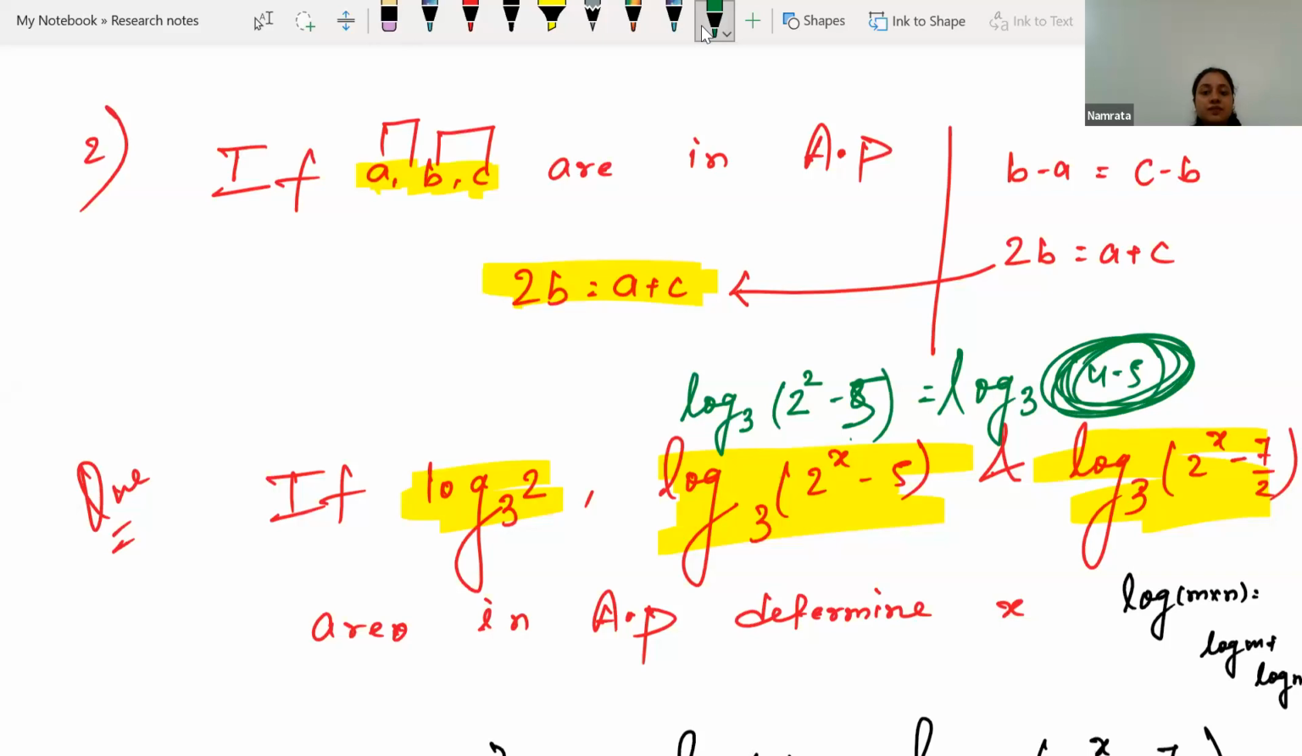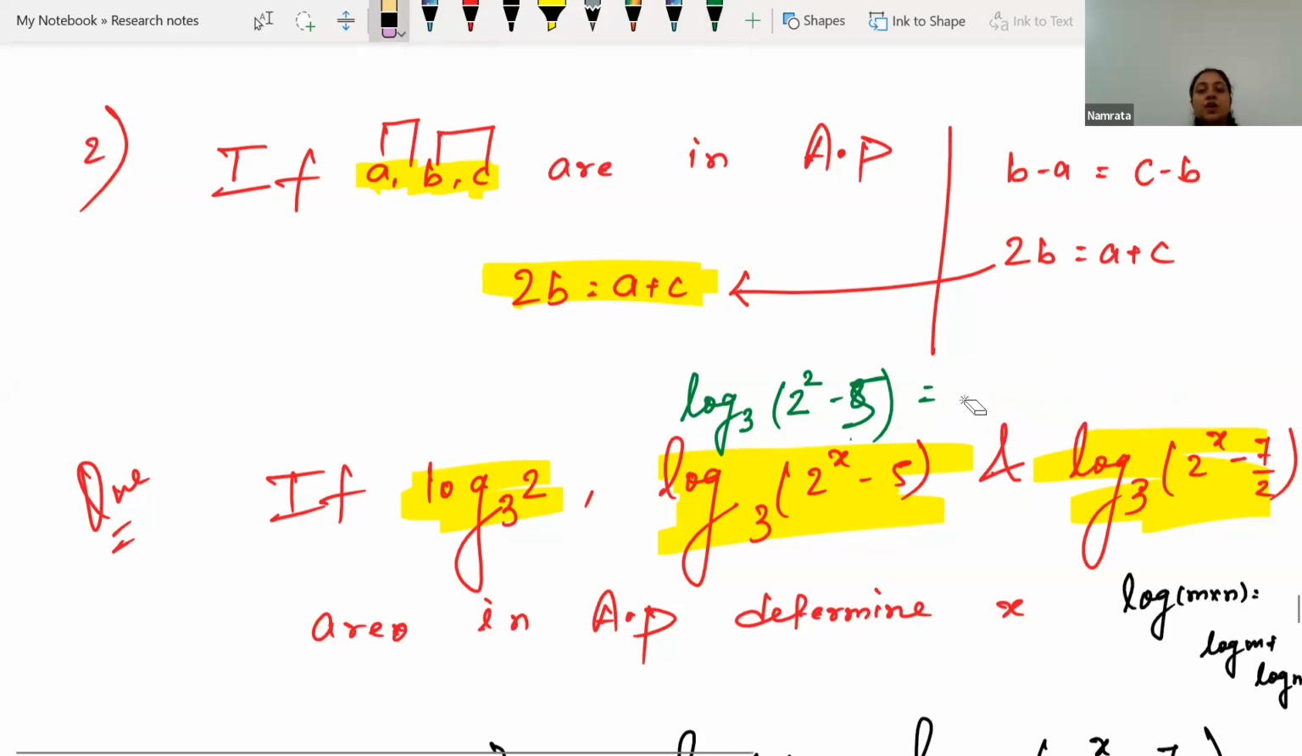Can you see? Yes, ma'am. Log of a negative is undefined. So x value as 2 can't be taken over here. So there is only one answer, that is x value is 3. You can also check for the next one, you will get the same thing. Got it? Got it, Lina? Yes, ma'am.